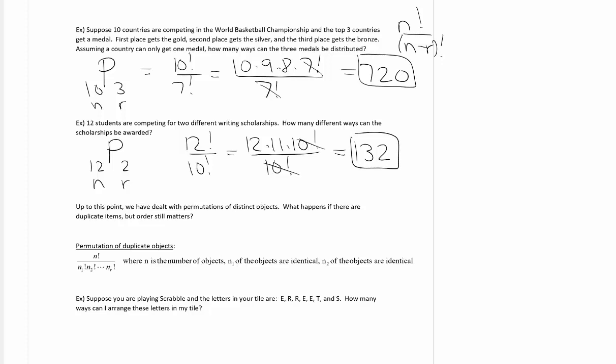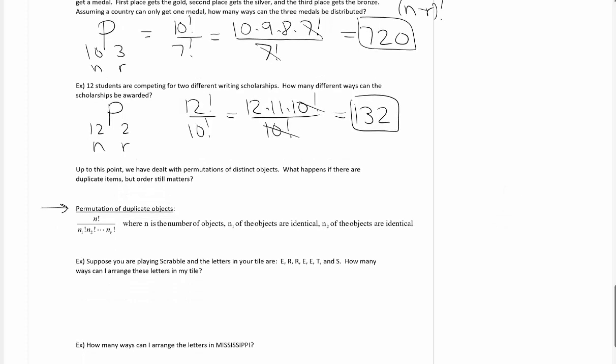So up to this point, we've dealt with permutations of distinct objects. What happens if there are duplicate items, but the order still matters? This is where the permutation of duplicate objects comes into play. So this formula is n factorial divided by n1 factorial times n2 factorial times nr factorial, where n is the number of objects, n1 is the number of objects that are identical, n2 is the number of objects that are identical.